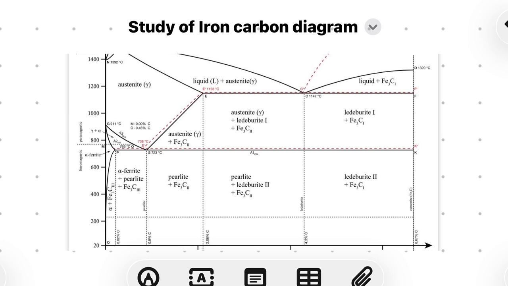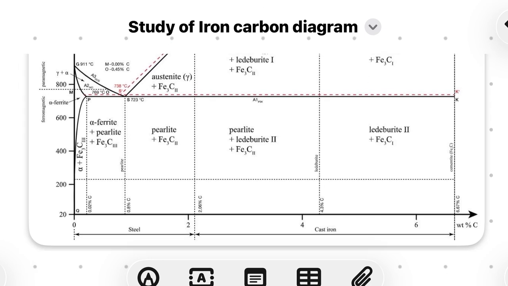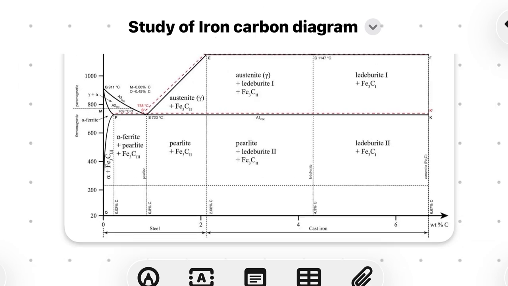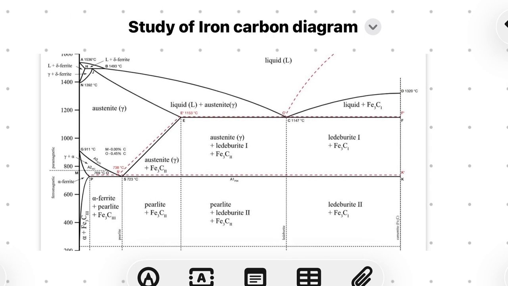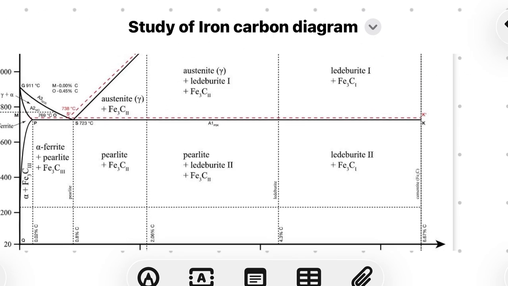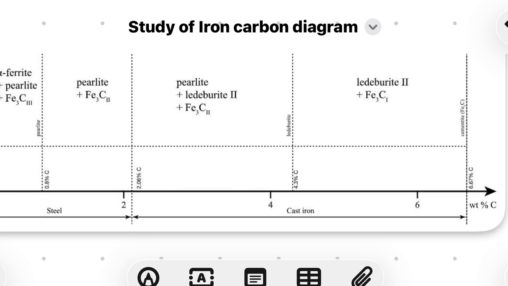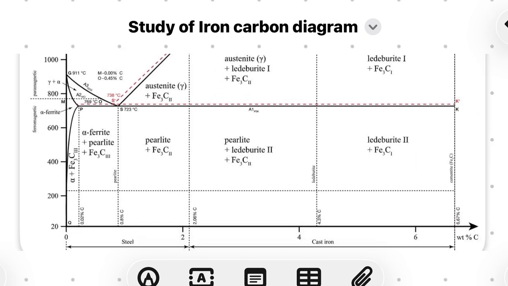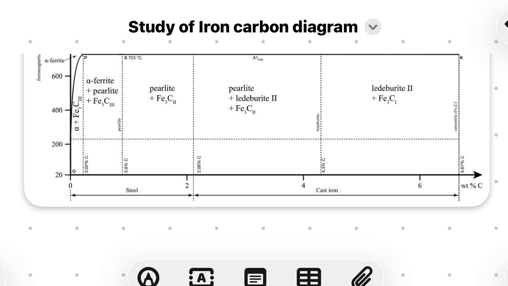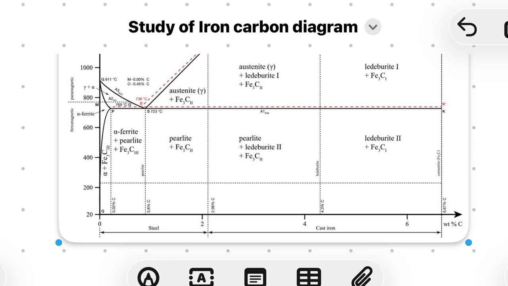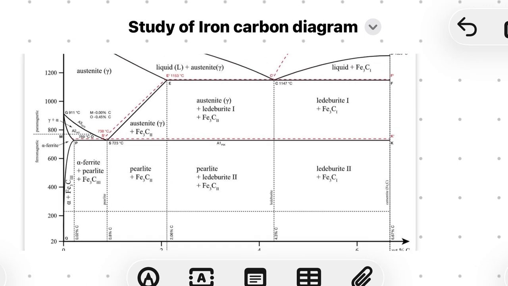So today we are going to learn the iron carbon diagram in a very short way. Here you can see the iron carbon diagram picture, which I have taken from YouTube or Google. It represents how temperature varies with carbon percent in iron. On the x-axis is the carbon percent, from 0 to 6.67%, and 6.67% is called the cementite phase. And the y-axis shows the temperature.